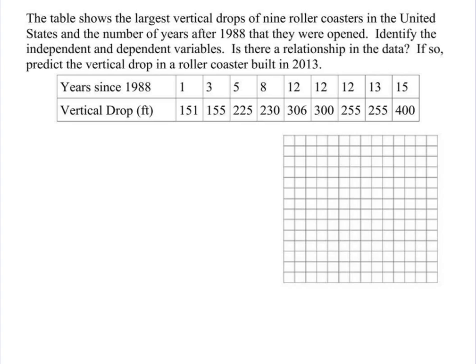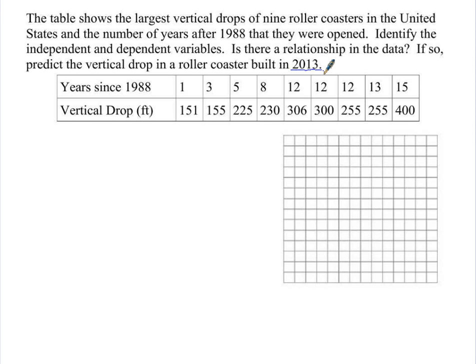Okay, the table shows the largest vertical drops of 9 roller coasters in the United States and the number of years after 1988 that they opened. Identify the independent and dependent variables. Is there a relationship in the data? If so, predict the vertical drop of a roller coaster built in 2013.